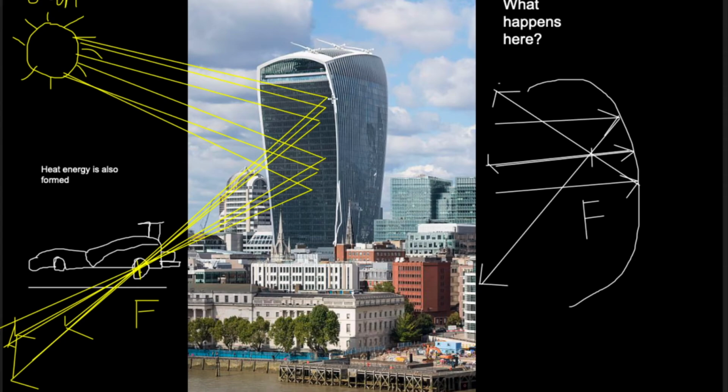So to sum things up, this is the Walkie Talkie tower, and it is very slightly curved. And since it's really big, it reflects the light a lot. And since it's a concave mirror, the rays all come at one point, which is called the focus. And because of that, the light converges at one point.